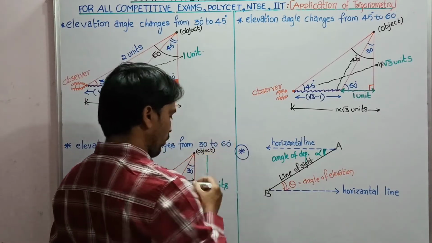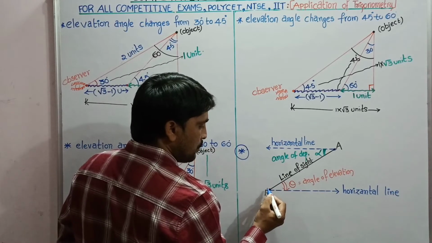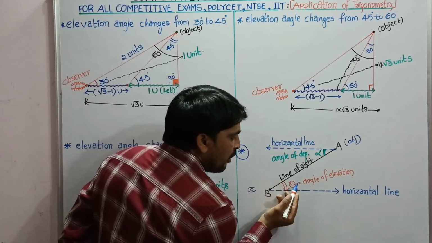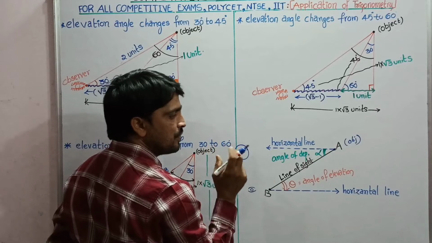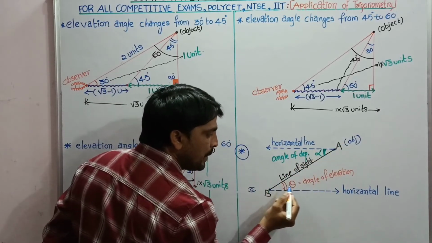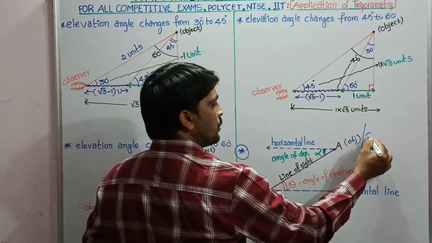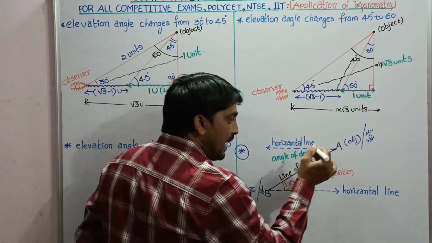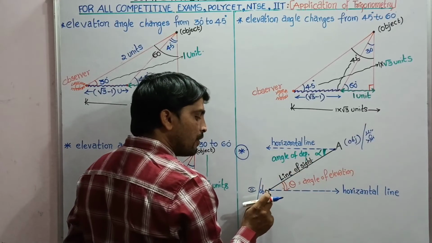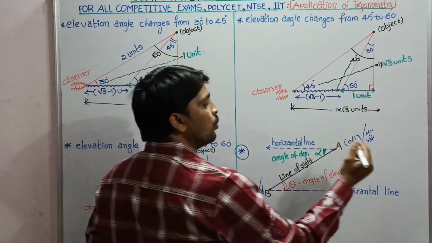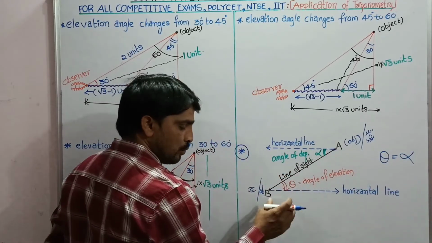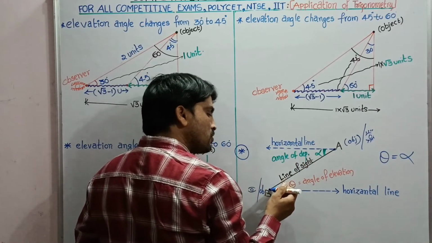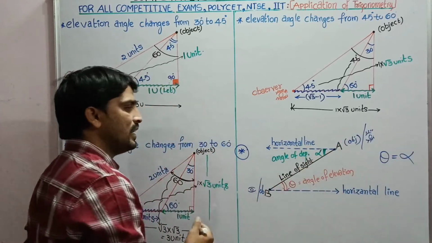Now, another concept. First of all, I am considering B as the observation point and A as the object point. The angle of elevation of A as seen from B is theta. This is very important. Now change: this is the observation point and this is the object place. The angle of depression of B as seen from A is alpha. Both are equal, that is theta equals alpha. Once again, the angle of elevation of A as seen from B is equal to the angle of depression of B as seen from A. Both are equal, that is theta equals alpha.